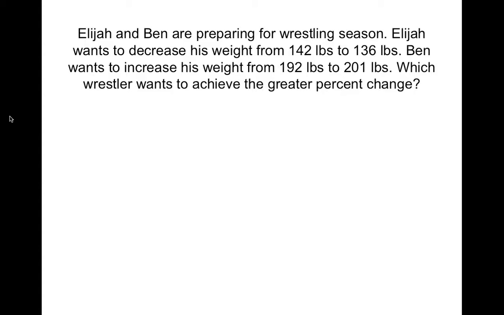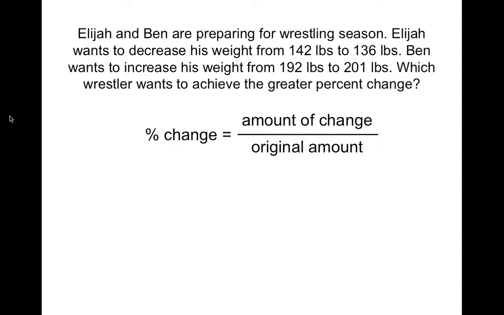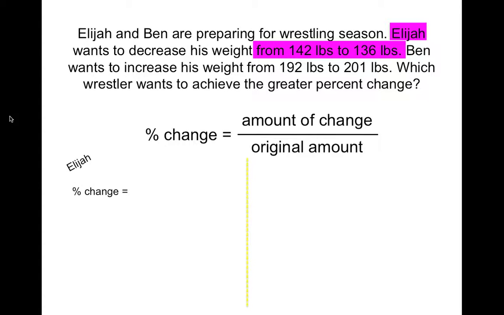So Ben actually wants to change his weight by more poundage, but remember, for percent change, we compare the amount of the change to where they started at. I'll calculate Elijah's percent change, and then I'll ask you to do the same for Ben, and we'll see which boy changed their weight by the greater percentage. So for percent change, we need to know how much he's going to change his weight by. We'll subtract 142 from 136, and then we'll divide that by his starting weight, 142 pounds.